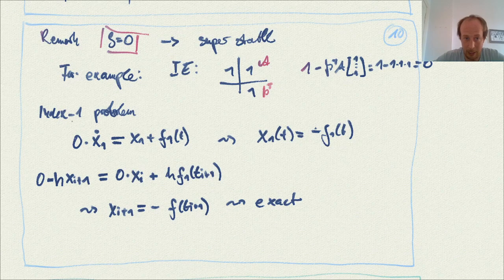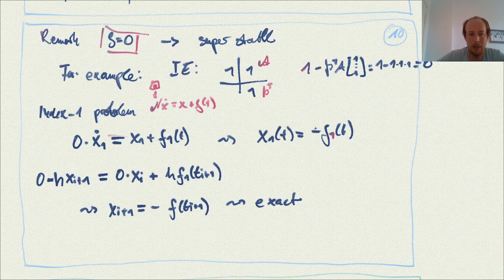And in fact, if we apply this to an index 1 problem, which is given as 0 times x1 dot is x1 plus f1. So think about here E x dot equals x plus f. So this was the general problem, and if this is index 1, then E is just the 0 matrix of size 1. So this is what we get here, and the solution we know directly: x1 is f1 minus, t, f1 of t.